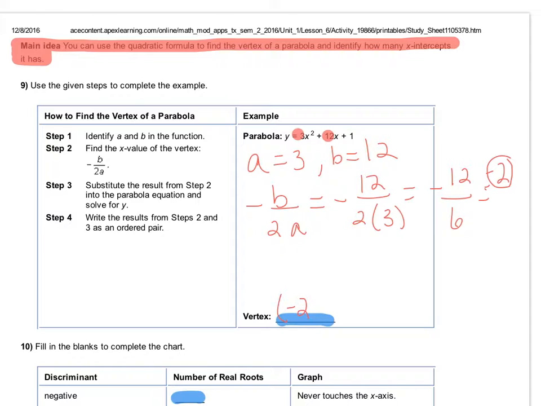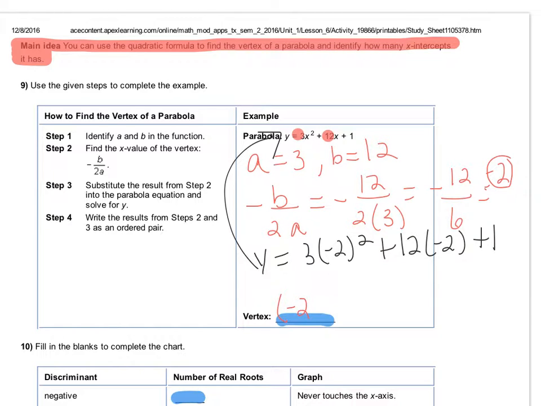And that's actually the x-coordinate in our vertex. So then the next thing it says, step 3, substitute the results from step 2 into the parabola equation and solve for y. All that means is wherever I see an x, I'm going to put a negative 2. So 3 times negative 2 squared plus 12 times negative 2 plus 1. That comes from our given equation. So y is going to equal, and you can put that whole thing inside your calculator just as it is. If you've got a question, let me know and I'll tell you how I got it. But y should equal negative 11. So our vertex for this one is negative 2, negative 11.